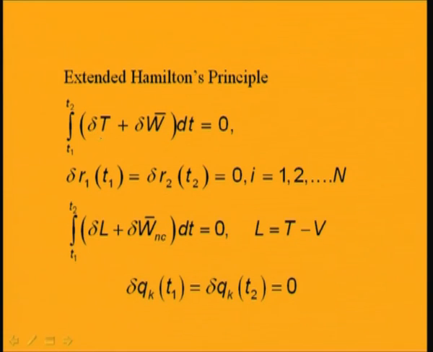You can write integral of del T plus del W bar dt equal to 0, where del r i at t1 equals del r i at t2 equals 0. If you are taking a 2 degree of freedom system, you have 2 coordinates r1 and r2, so del r1 and del r2 at t1 and t2 equal 0. Here del r1 is the virtual displacement of mass m1, and del r2 is the virtual displacement of mass m2. Already you know from the virtual work principle that virtual displacement will be equal to 0.